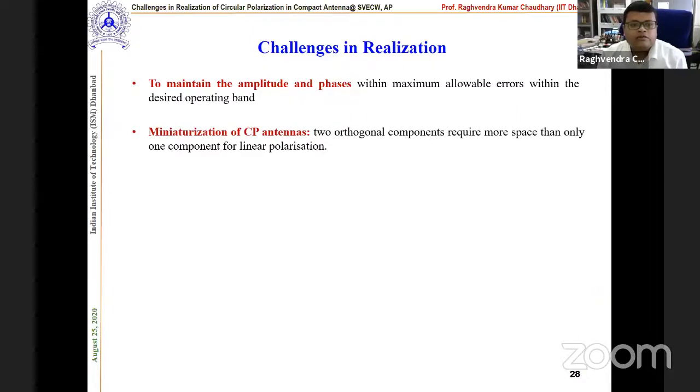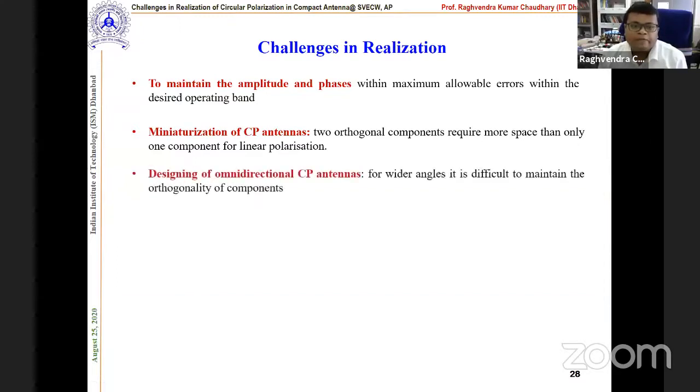The second is miniaturization. When we talk about miniaturization, again, there is a big challenge, correct. Two orthogonal components in a very small area is really difficult. The third one is designing a unidirectional CP antenna.